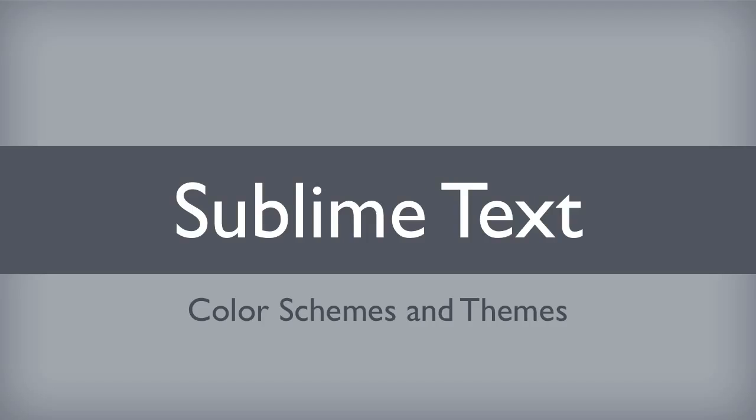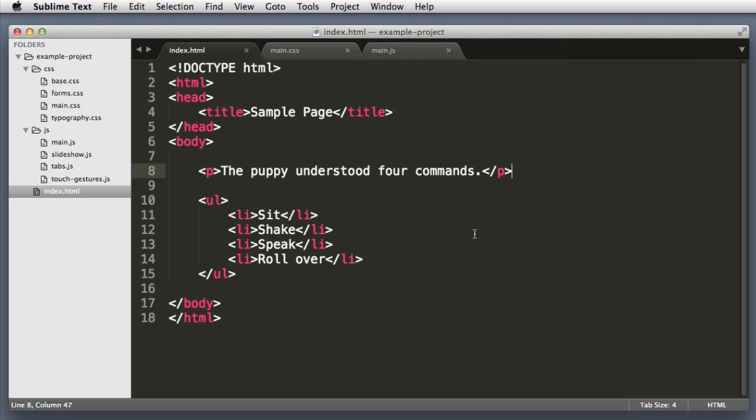Appearance of Sublime Text. When it comes to customizing the appearance, there are two main factors. Number one, a color scheme, and number two, a theme. So let's start with number one, a color scheme. The color scheme is obviously what controls the colors.